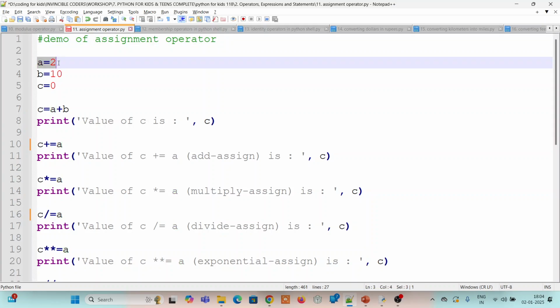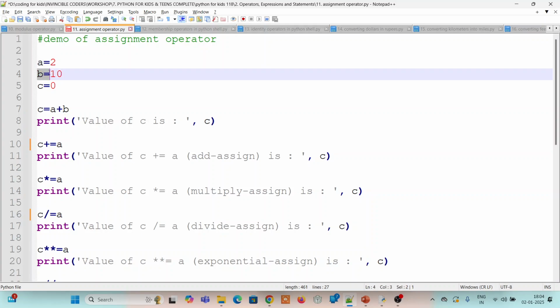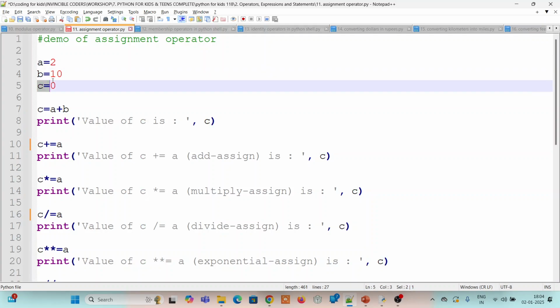The flow of control is always from right to left. So the 2 on the right hand side will be transferred to the left side, that is, to this particular variable a. So a will be holding the value 2, b will be holding the value 10, and c will be holding the value 0. After that, we are putting a formula to add the numbers.